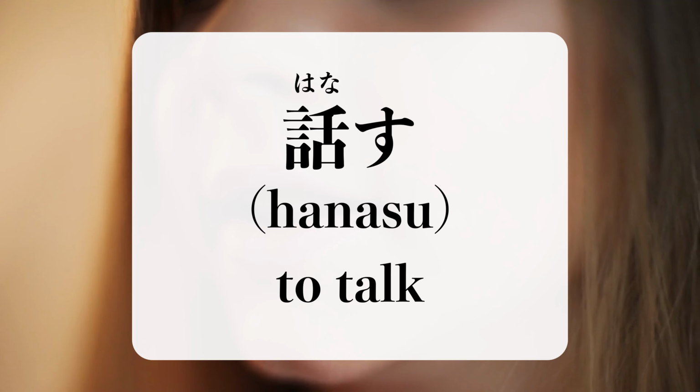For verbs ending in gu, such as oyogu, to swim, and nugu, to take off, the process is similar, but this time you drop gu and add ide. For example, oyogu becomes oyoide, and nugu becomes nuide.